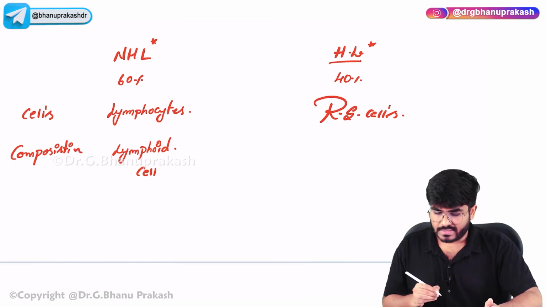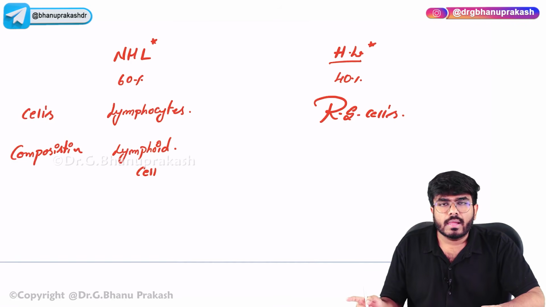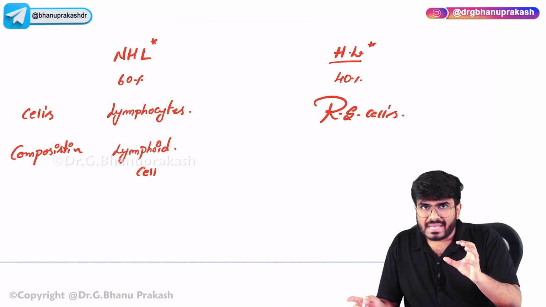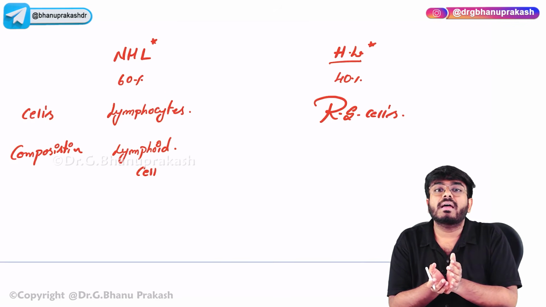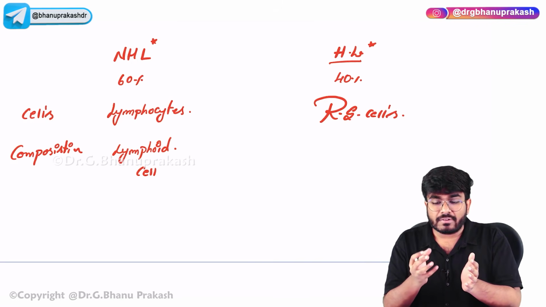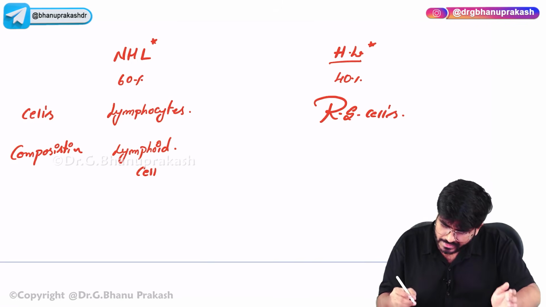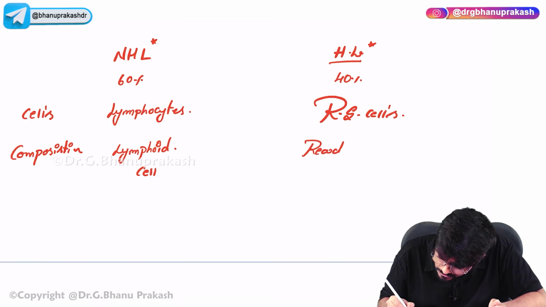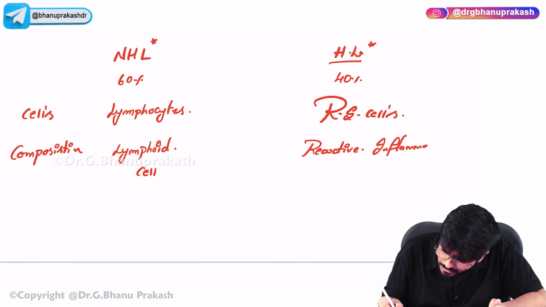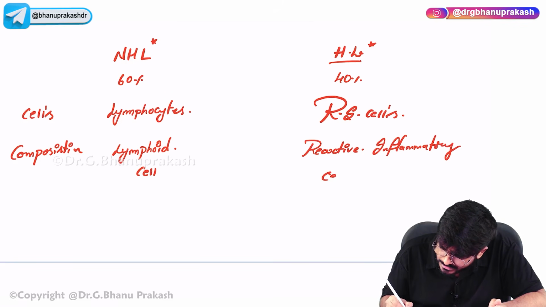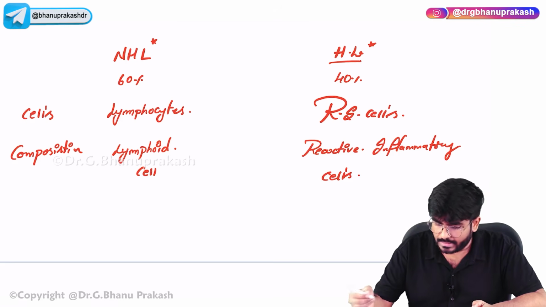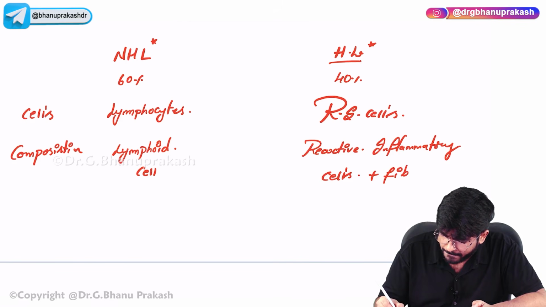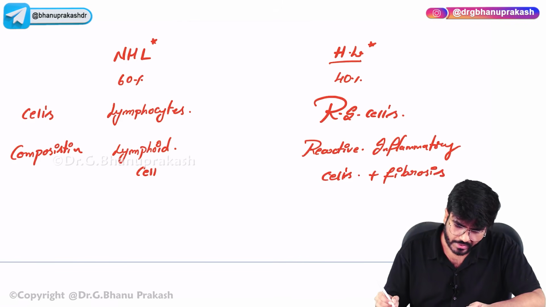Okay, it's all the lymphoid cells. Here in Hodgkin's lymphoma, the majority of the mass, the majority of that cancer, is made up of inflammatory cells. The inflammatory infiltrate, the reactive inflammatory cells, is going to be mainly seen along with fibrosis.